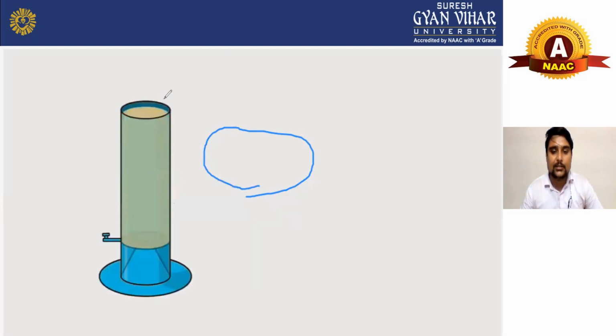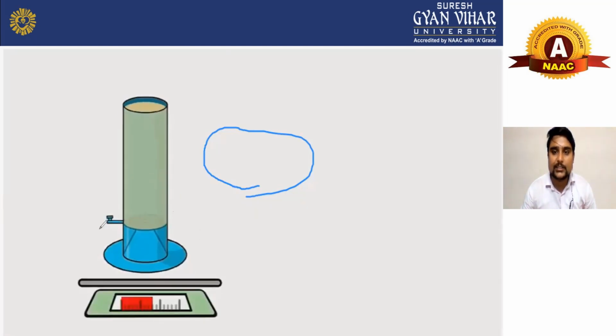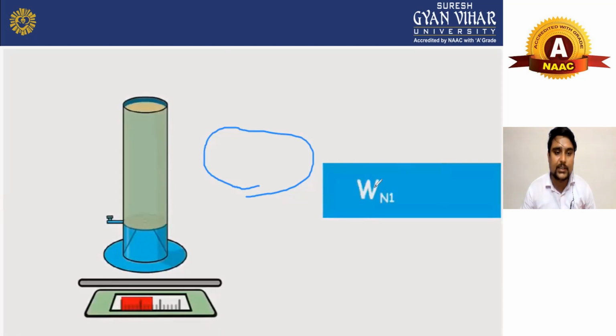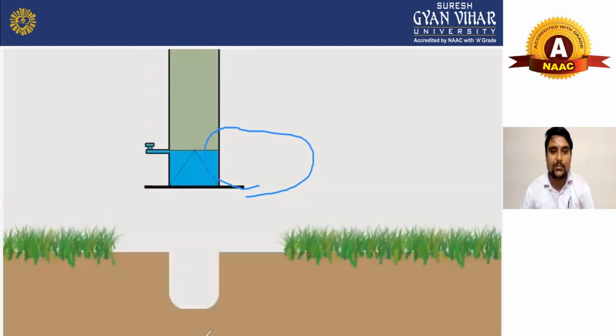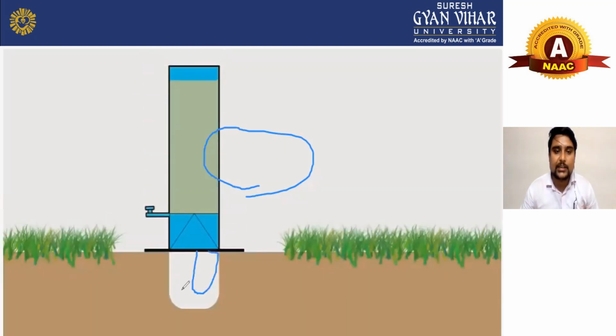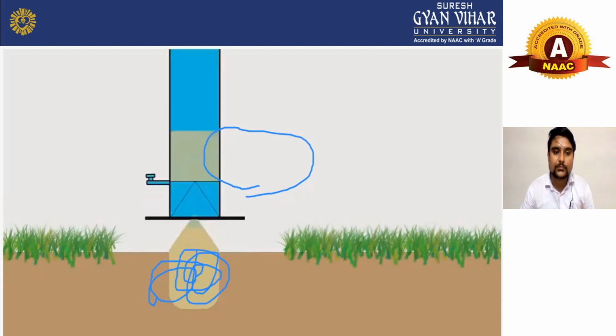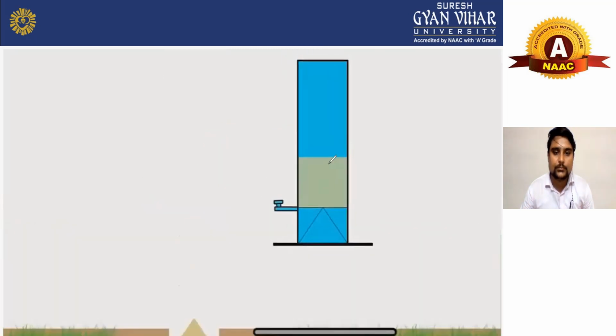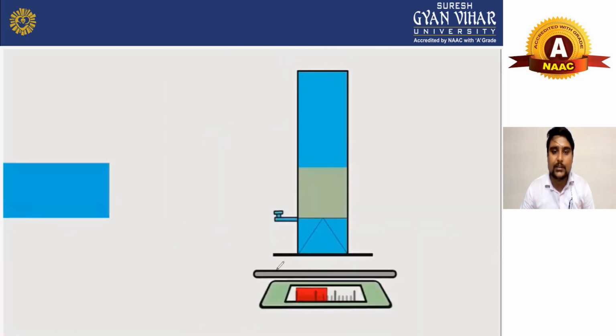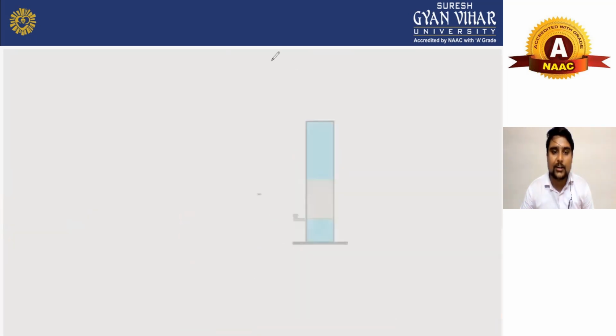Now we have that soil sample, and we will take the weight of this soil, and it will be denoted as W1, and we have to pour the soil again in this hole. As you can see, we are pouring this soil again in the field, and now we will calculate how much soil we have poured in this field. Now you can see, we are weighing this, and we will denote it by W2.